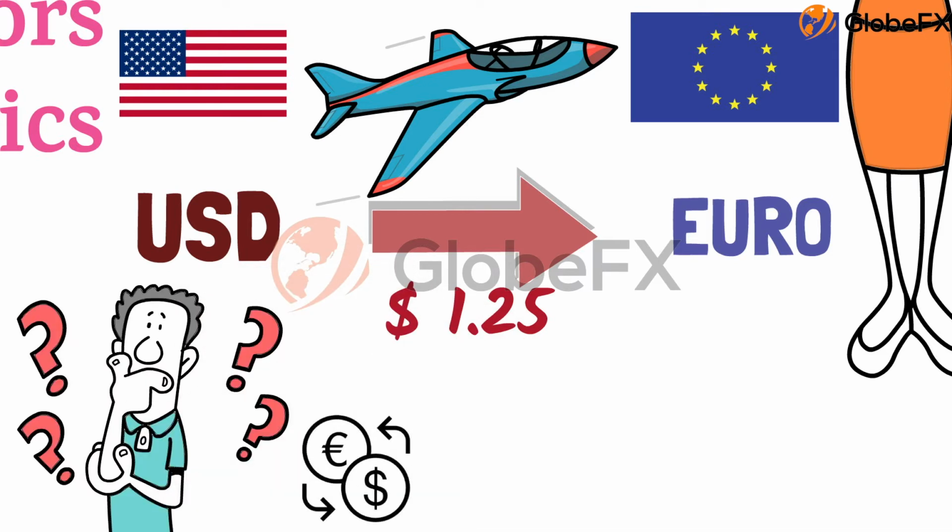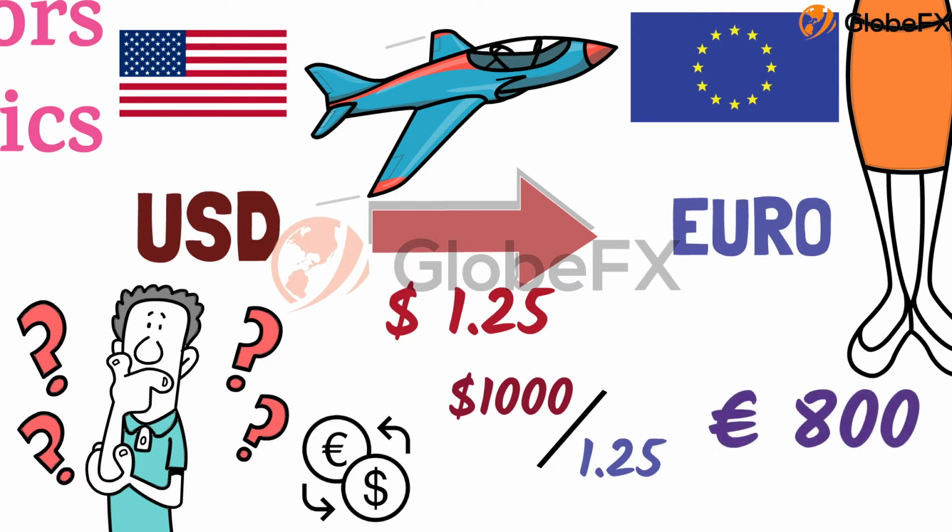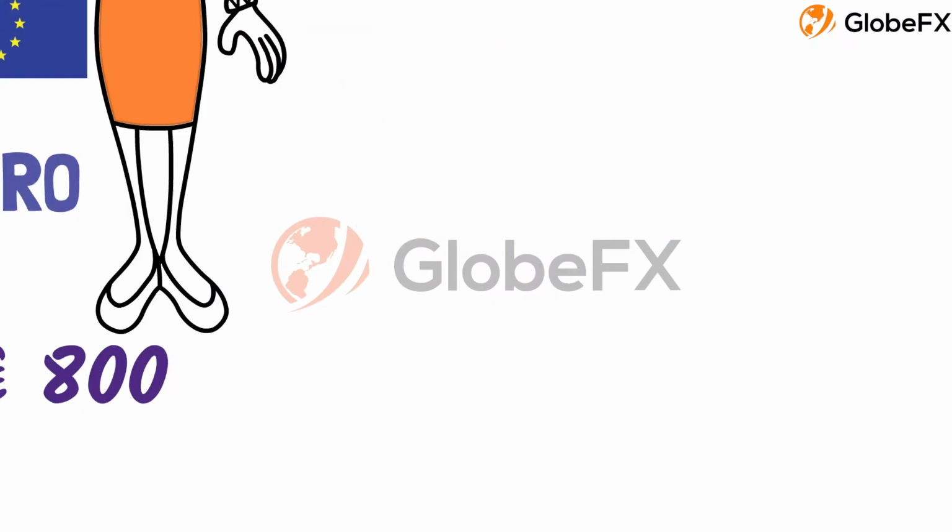Now, that exchange can be done pretty easily. Let's assume that you have $1,000 and you need to convert that. So if we take $1,000 and divide that by the exchange rate of $1.25, that's going to tell us how many euros you actually wind up with.